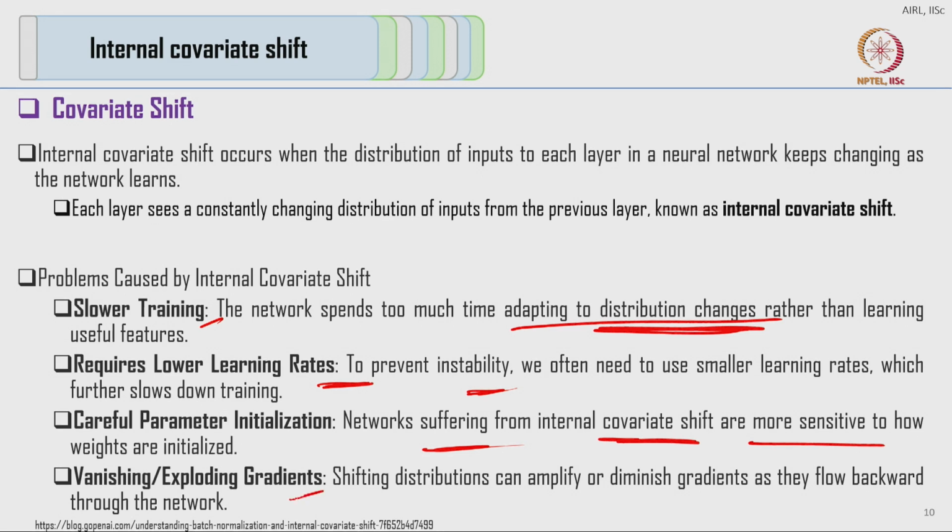And lastly, we would also explore something known as vanishing and exploding gradients. This is essentially because a shifting distribution could amplify existing problems of vanishing and exploding gradients.